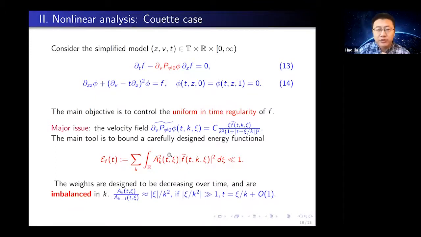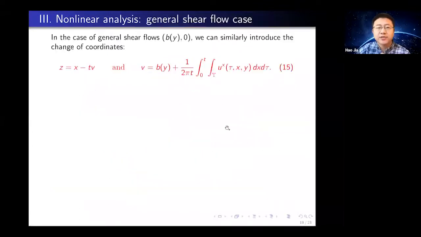And in order to handle this difficulty, we use some energy functional. You measure the profile f using the energy functional with some sort of weight which you design. And the key original idea of Bedrossian-Masmoudi is to design a weight which is imbalanced. I don't have much time to discuss this, but the key thing is that if you change a parameter in the weight at a specific place, then the weight changes a lot, and that turned out to be very helpful to deal with this large factor. Okay, so that's the nonlinear analysis for the Couette case.